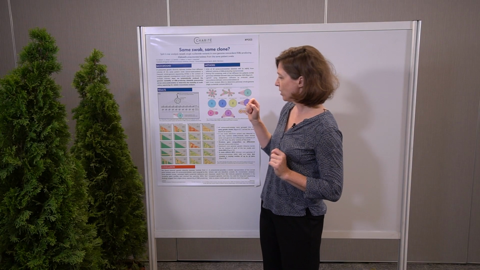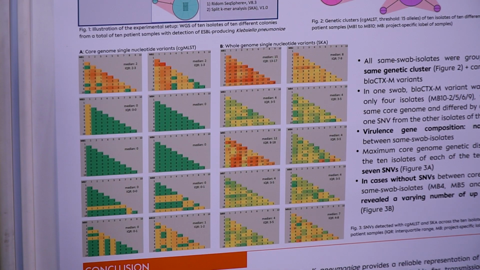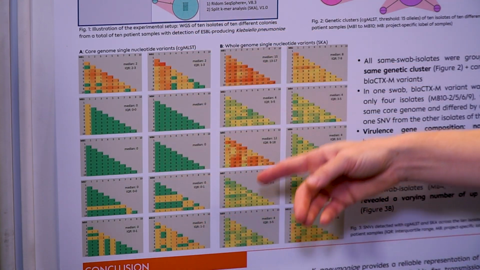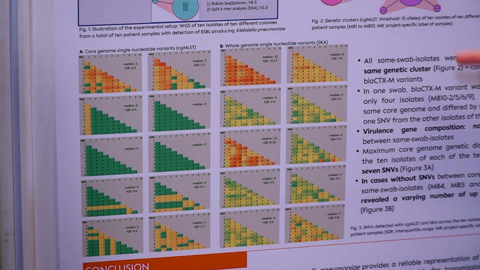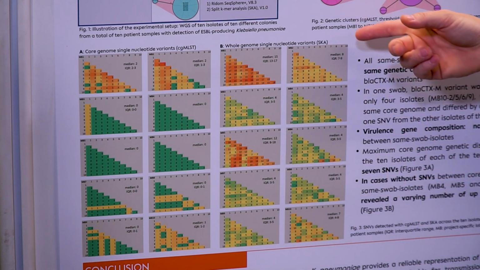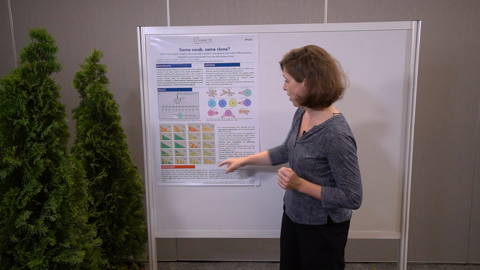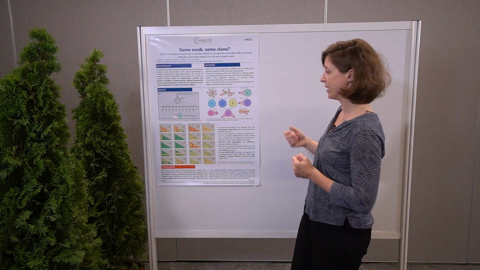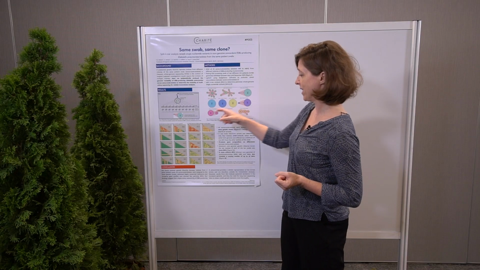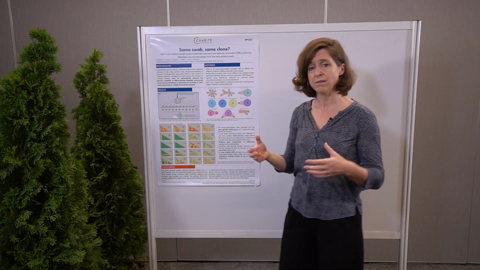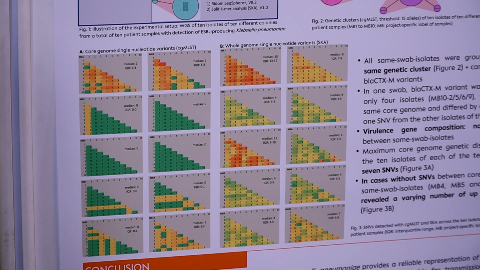Regarding the single nucleotide variants, we differentiated between the core genome SNVs depicted in the heat map on the left-hand side and the whole genome SNVs determined by SKA depicted on the right-hand side of the graph. Green represents a low number of SNVs. Yellow, orange, up to red represents an increasing number of SNVs.